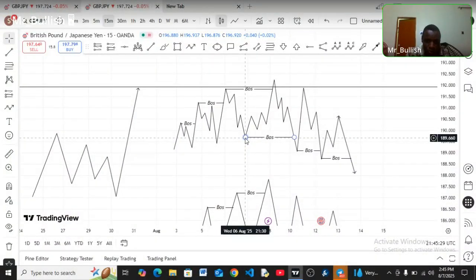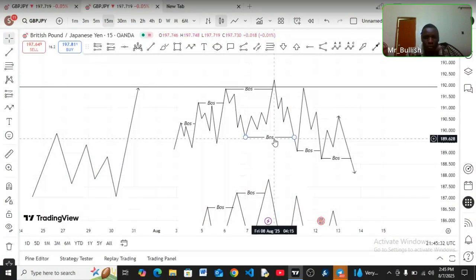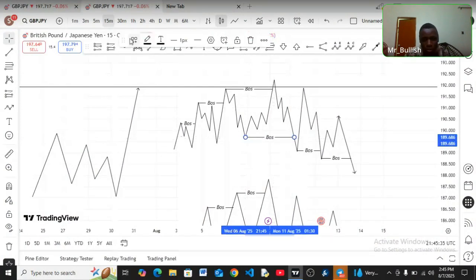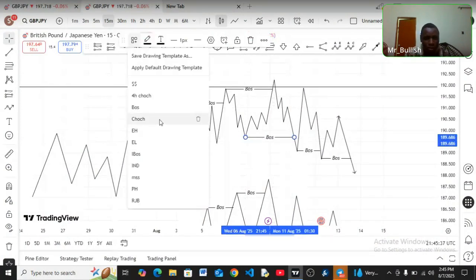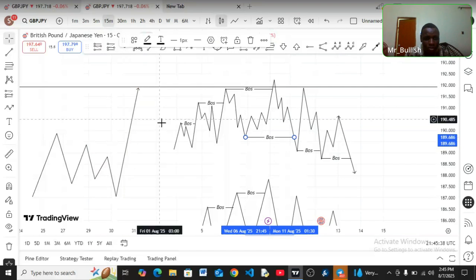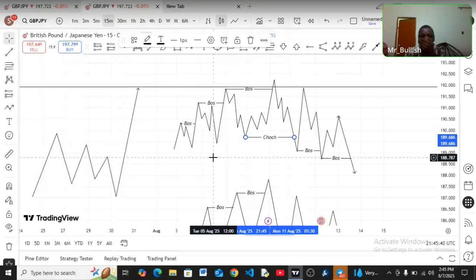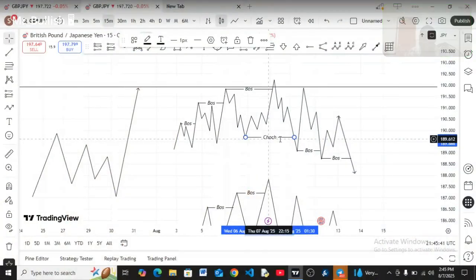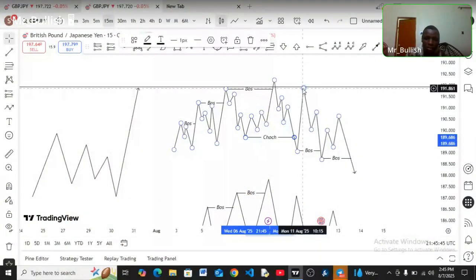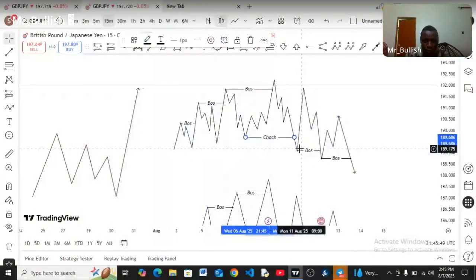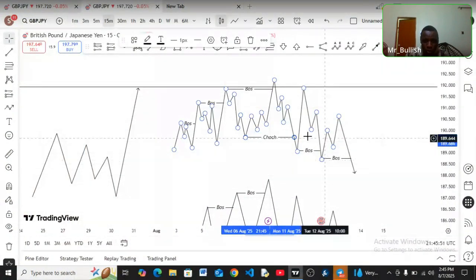It came down here again, created those internal market structures again, but this time it broke below this point. This is not a break of structure. This is a market structure shift, or a change of character. Now this is where we have the change of character. Then what happened? Boom, down to this point, created the same thing, but this time broke below this low. So every other thing you are seeing here is internal market structure.